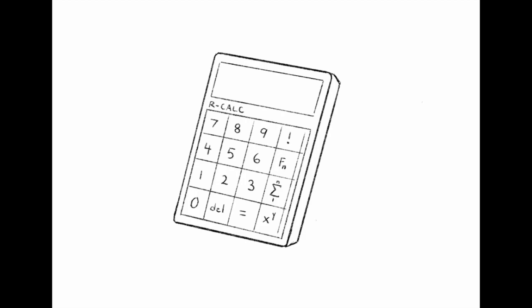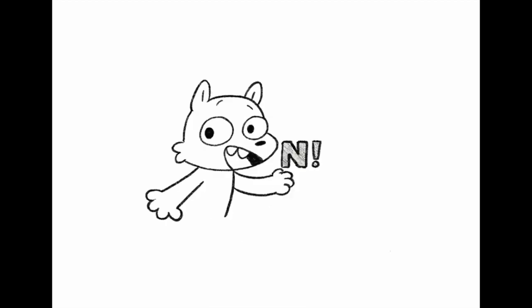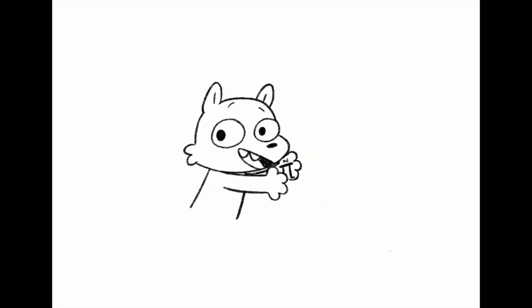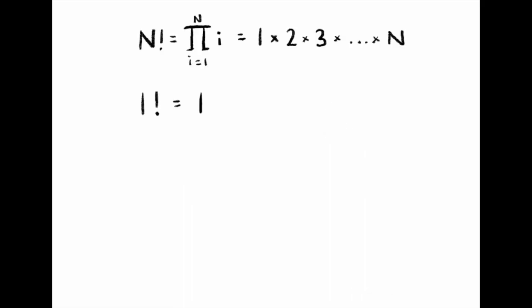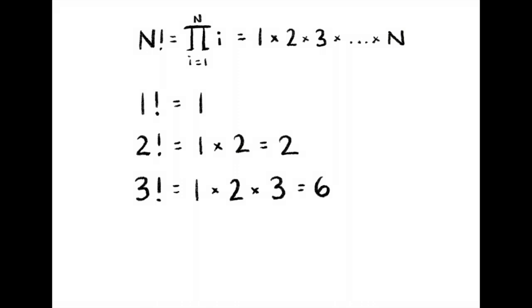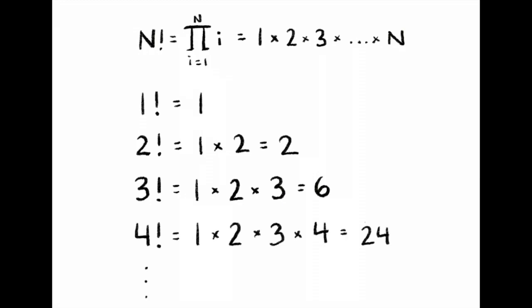One way we can use recursion is to calculate numbers like factorials and Fibonacci numbers. We'll start with the former. The factorial of a number n is generally defined as the product of all numbers from 1 to n, with the exception of 0, whose factorial is defined as just 1. It follows then that 1 factorial is 1, 2 factorial is 1 times 2, which is 2, 3 factorial is 1 times 2 times 3, which is 6, and so on for every number that comes after.